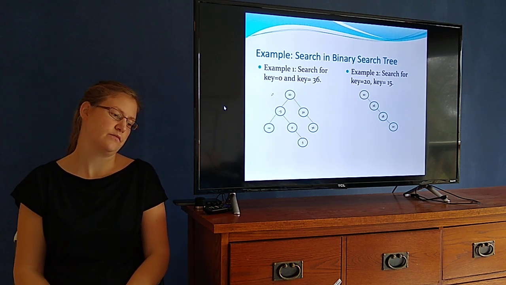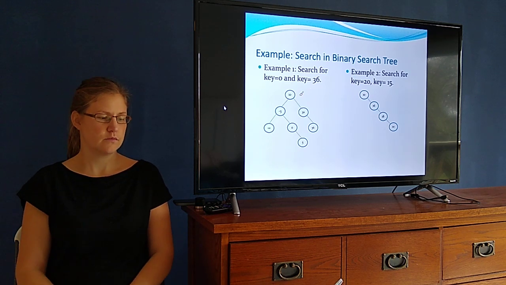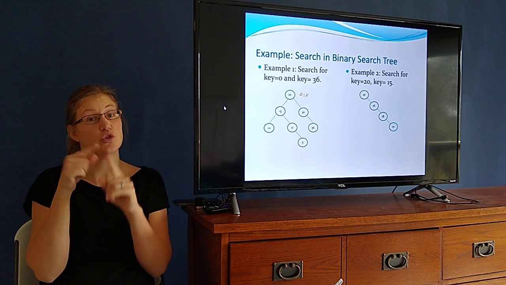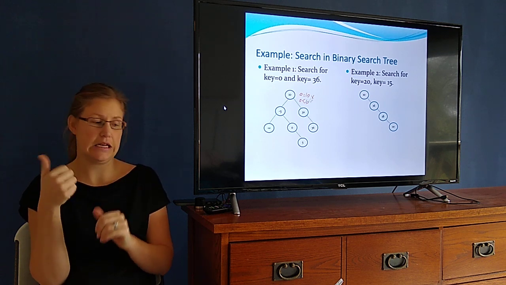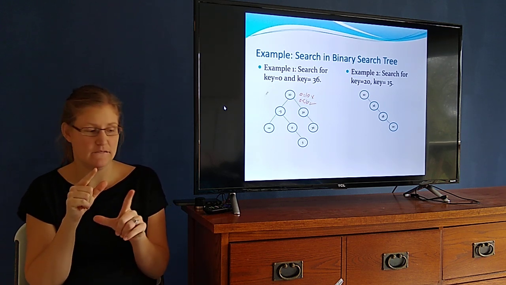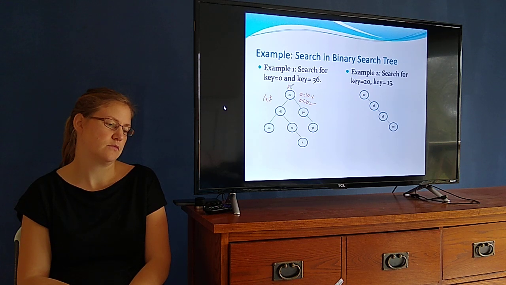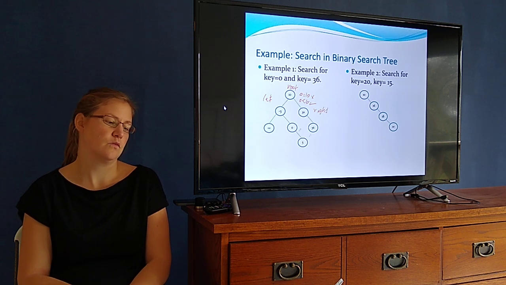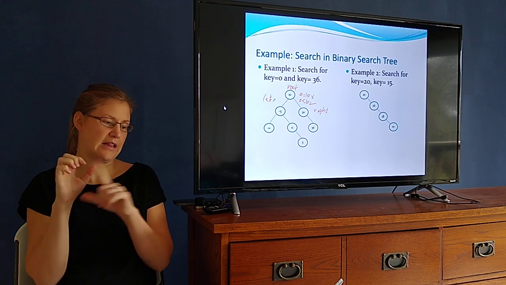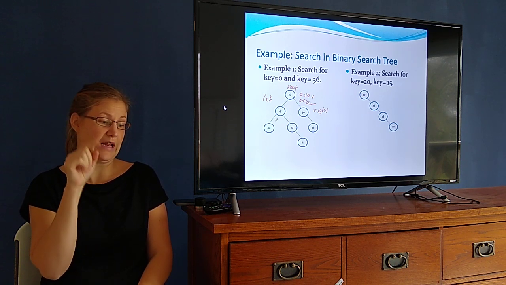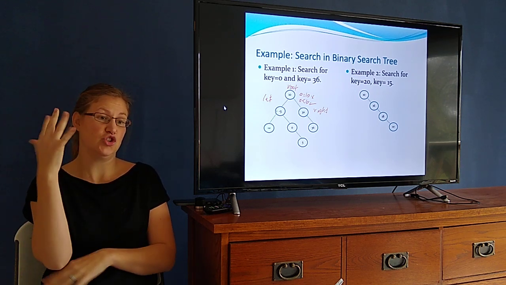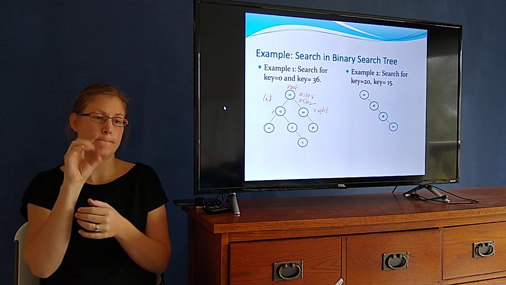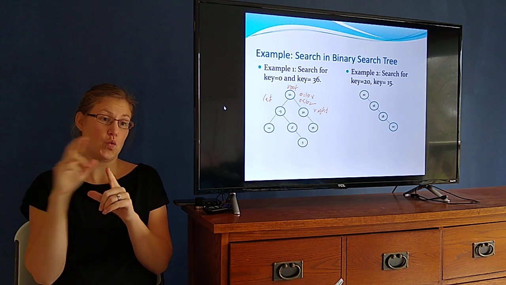So now 0, is it equal to the root 10? No. Is 0 less than 10? Yes. So if it's yes, go to the left. So this is left, this is the root, and this is right. This is the right subtree, and this is the left subtree, and this is the root. And in each subtree, we need to repeat these steps again and again, because in this tree we also have root, left, right, root, left, right.